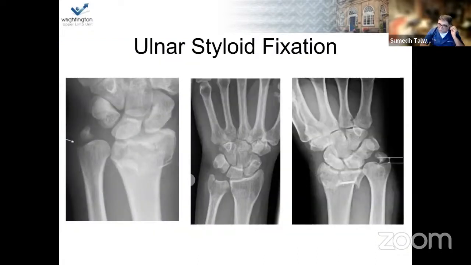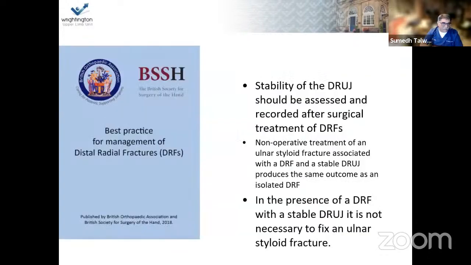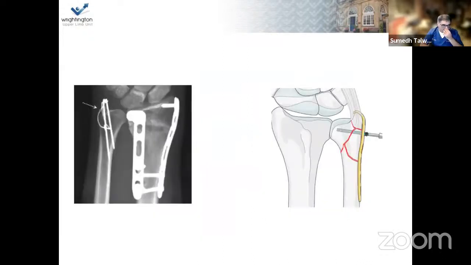So we've uploaded a picture on OrthoHub with the radial styloid. One of the things that the Blue Book and the literature would say is that what needs to be done after every distal radial fixation is a thorough assessment of the distal radioulnar joint. If the distal radioulnar joint is not unstable, as far as possible, the ulnar styloid does not need to be fixed. There are various methods of fixing it; we could use a tension band wire or a hook plate, and both of these would give reasonable results.